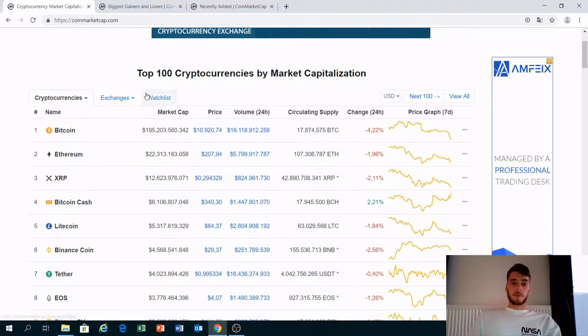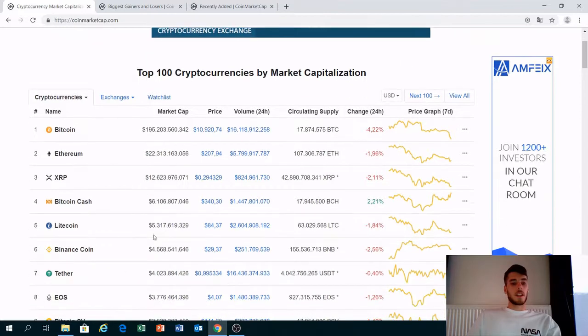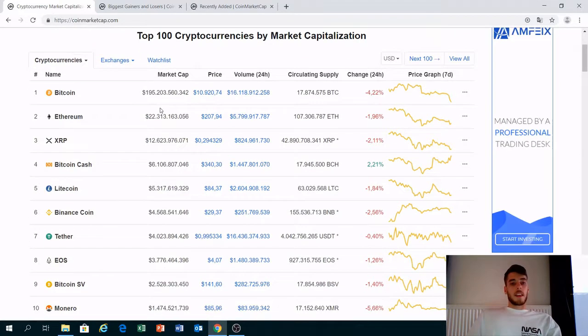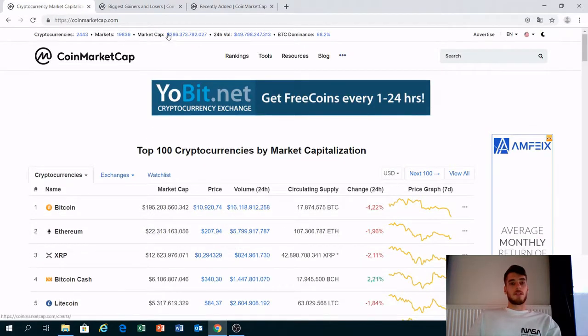So as you can see, the volume is just added up, and then we get to this number, the total volume. Obviously Bitcoin got the most volume, and it's the same with market cap. We just add all these numbers up from every market, from every coin. Just add all these market caps and we get to a total market cap over here.